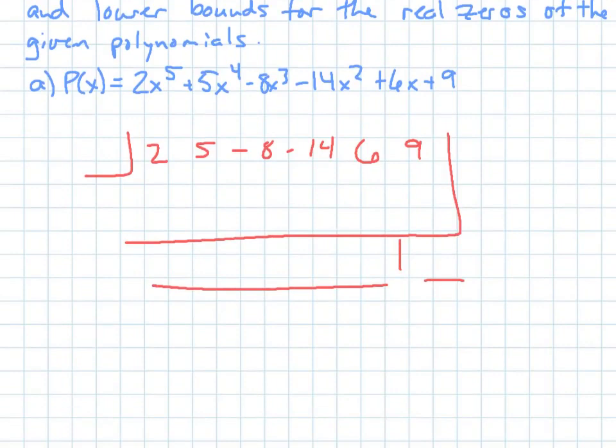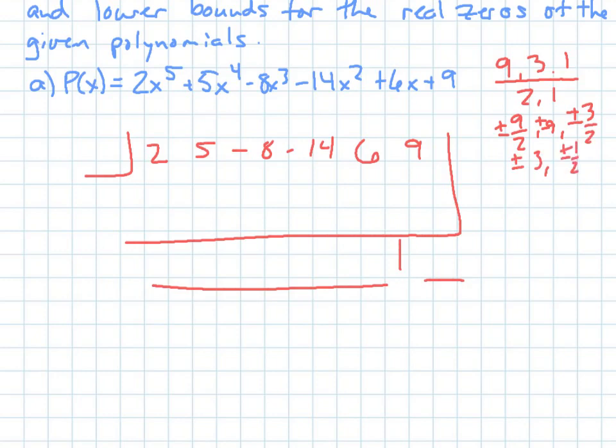Here is how this would be useful. If I made my list for the rational zero theorem, you do 9, 3, 1, and then 2, 1. So you'd have 9 halves, 9, and these are all plus or minus. Then you have 3 halves, and then 3, and then 1 half, and 1. Looking at that, you want to get rid of some of your values. Let's say Descartes' rule of signs didn't help, so we want to use this to narrow the field and help us pick where we want to find some answers.